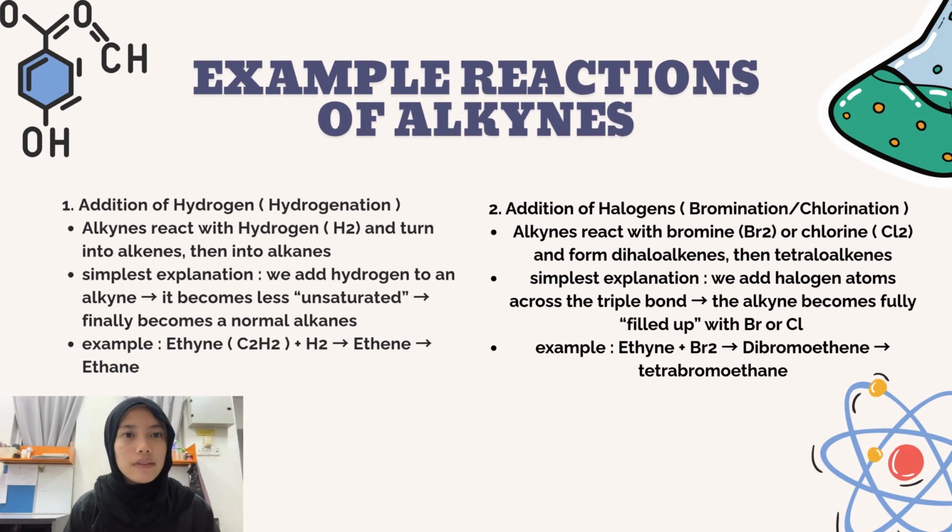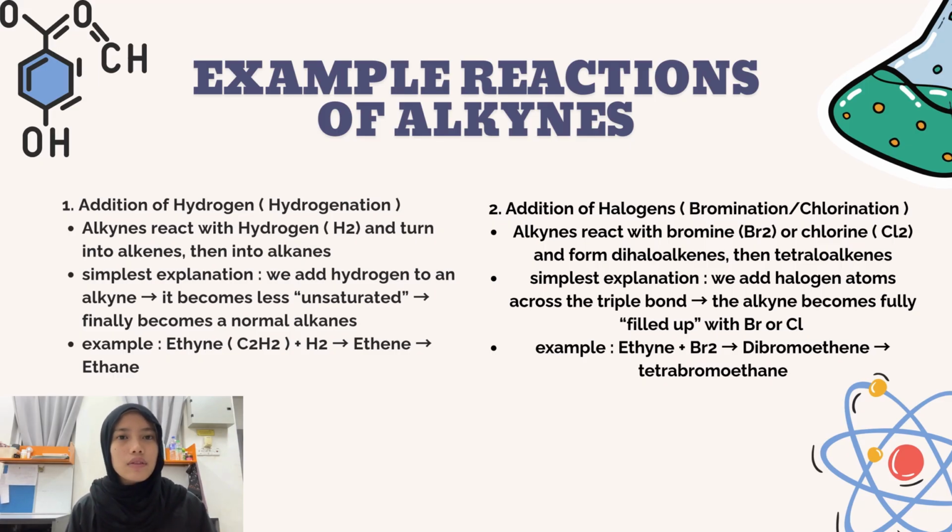Alkynes can easily react with other substances because they have a triple bond. When hydrogen is added, the triple bond becomes weaker and the alkyne slowly changes into an alkene and then into an alkane. For example, ethyne can turn into ethene, and finally ethane.